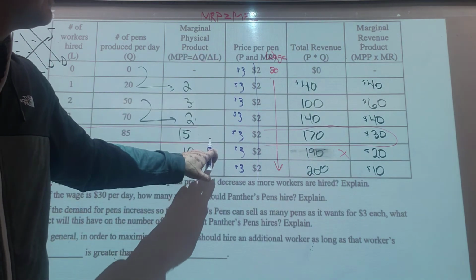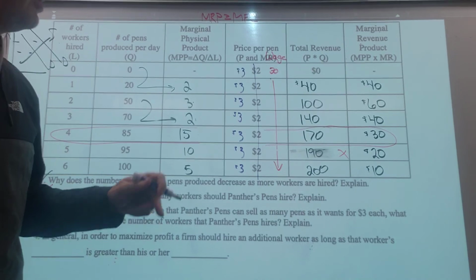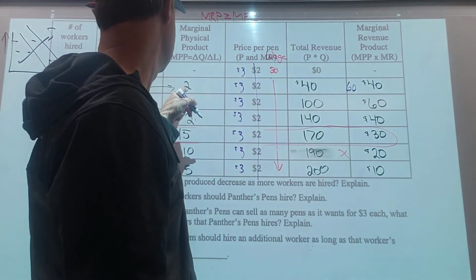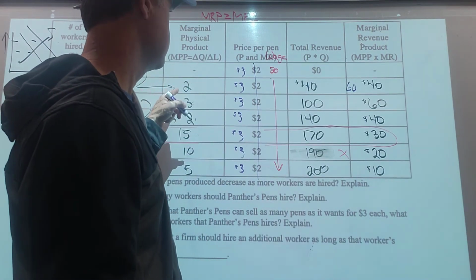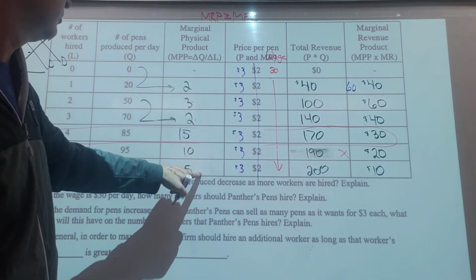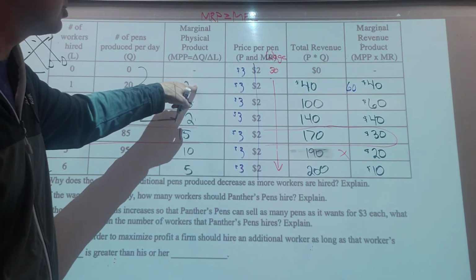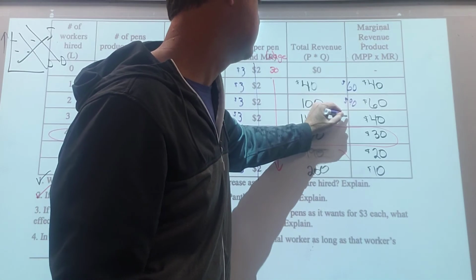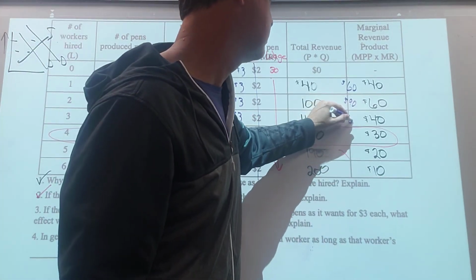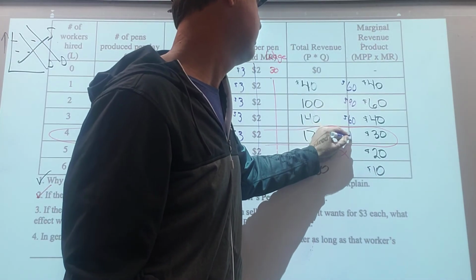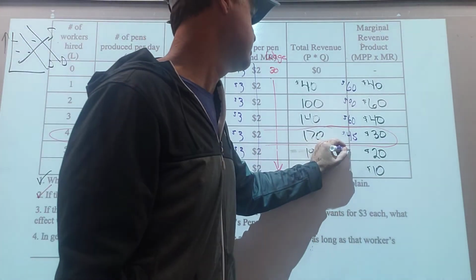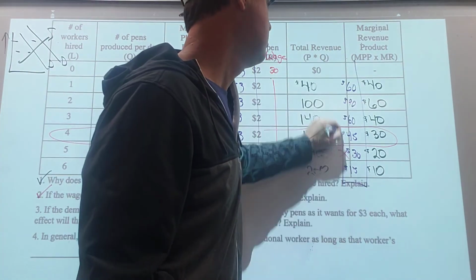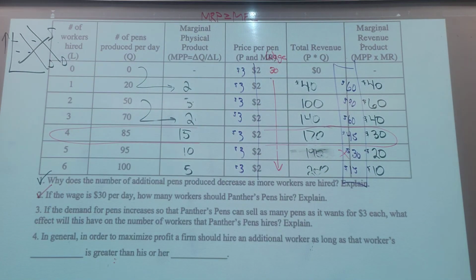Price goes up, which means now when I take it times marginal physical product, I multiply by 3. So 20 now is $60, 30 times 3 is $90, 20 times 3 is $60, 15 times 3 is $45, the fifth worker 10 times 3 is $30, and the sixth worker 5 times 3 is 15. So now I have a whole new marginal revenue product column.